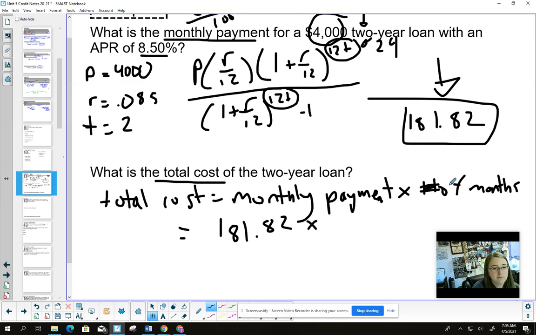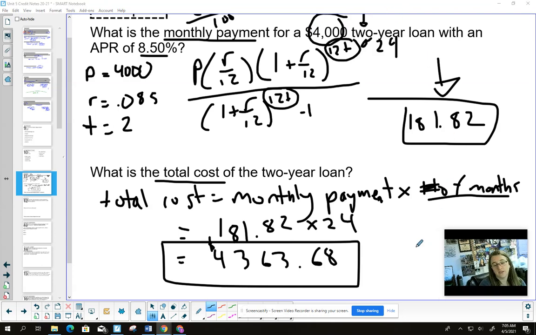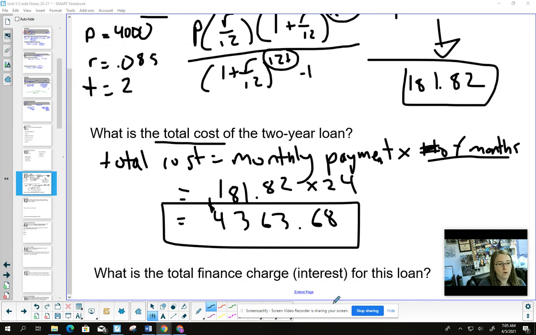So all we need to do is take this monthly payment, 181.82, times the number of months, which is once again going to be 24. Not 2. It's 2 years, but that's 24 months. So 181.82 times 24. Okay, so you should have gotten 4,363.68. This is our total cost. Again, notice more than 4,000, that's because of the interest, right? The whole point is, yes, you get to pay this off over time, but you're going to pay more.